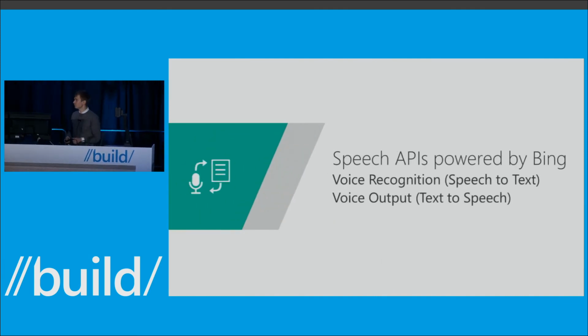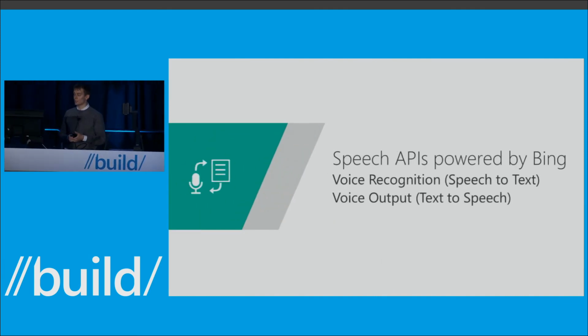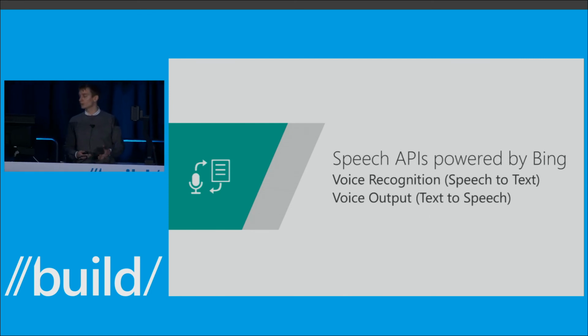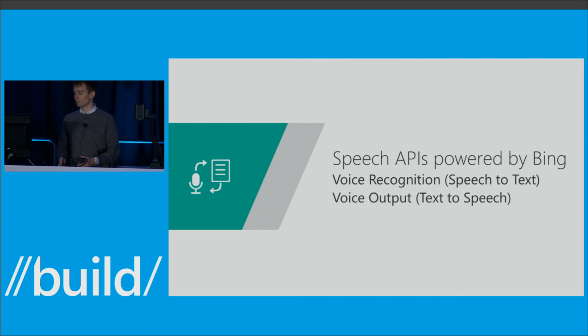So let me switch over to the speech APIs and talk about how we can help you understand the content of audio. The speech APIs, powered by Bing, provide two main services. The first is voice recognition, which converts speech and spoken audio into a string, and the second is voice output, so you can specify what type of audio file you would like to generate.